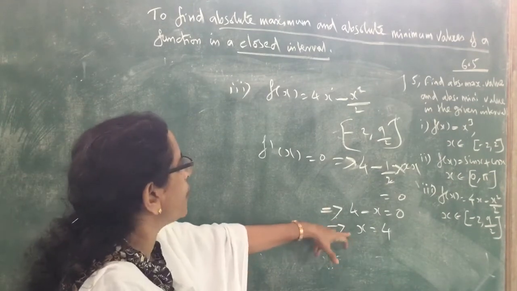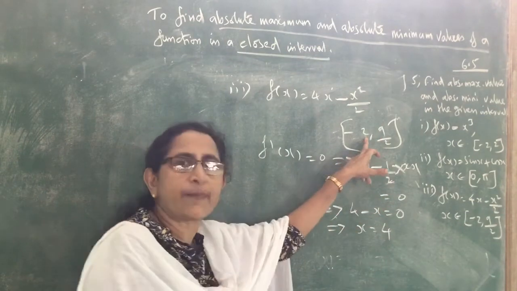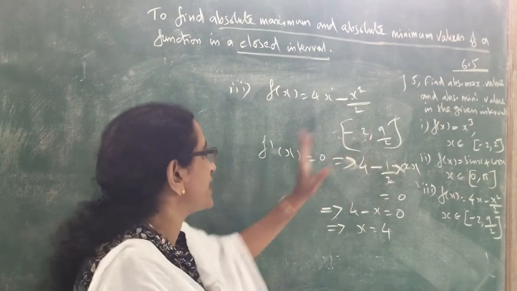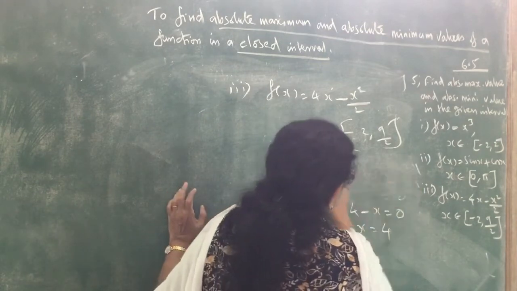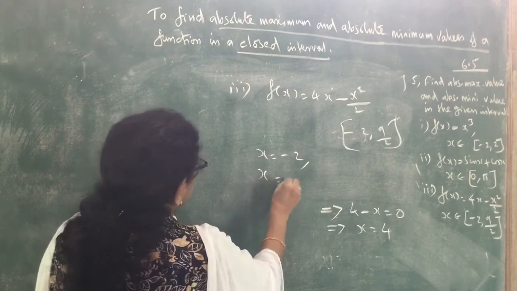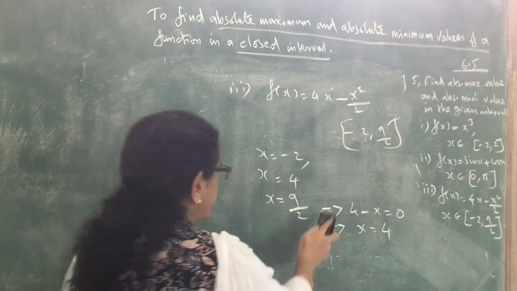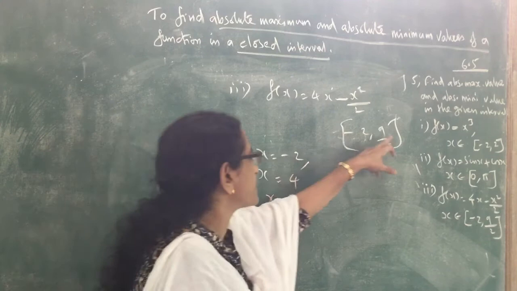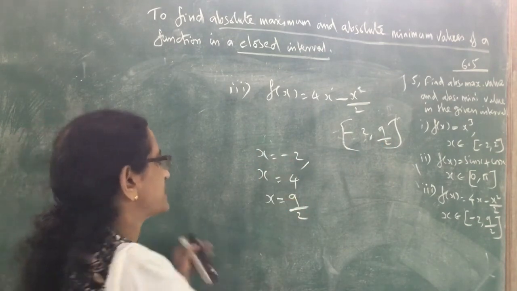Now x = 4 and -2, 9/2. We know 4 belongs to the closed interval [-2, 9/2]; 9/2 means four and a half. So 4 belongs to that closed interval, so we can find the value of f(x). So when x = -2, x = 4, x = 9/2, at these points you have to find the value of f(x). Here -2 and 9/2 are the endpoints, and this is the critical point. Now we have to find f(x) at these points.